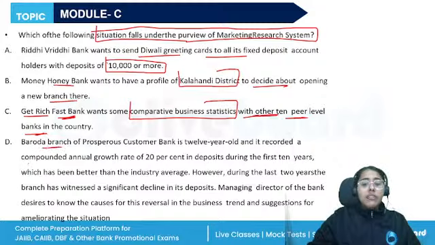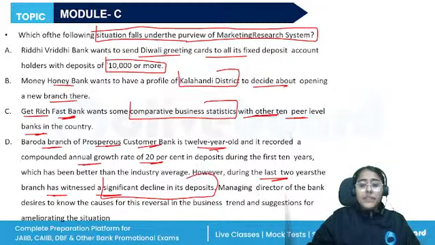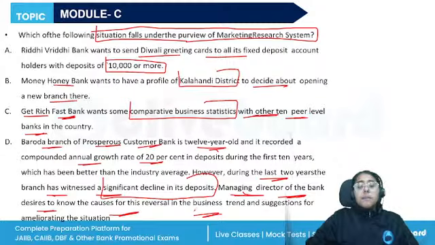Or option D, Bank Baroda branch of the prosperous customer bank is 12 years old and it recorded a compounded annual growth rate of 20%. However, during the last 2 years, the branch has witnessed a significant decline in the deposits. So now, the managing director of the bank desires to know the causes for this reversal in the business trend and suggestions for correcting the situation. So, in which of the following situations will the bank conduct the marketing research system?